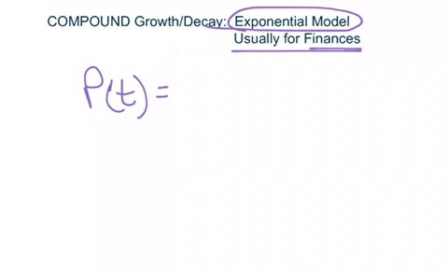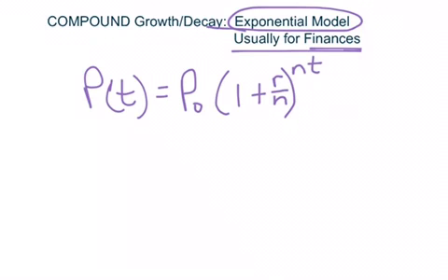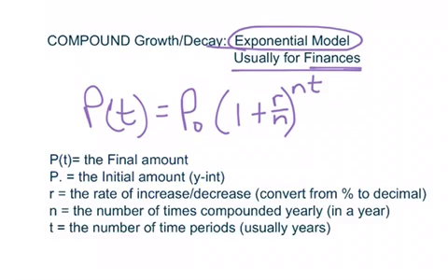So this function is going to look like P of T equals P of 0 times 1 plus R. This is looking real familiar so far, isn't it? But here is where we're going to change it from simple interest. We're dividing by N and then raising it to N times T. So this first part looks very much like simple interest, but then the second half is where it diverts and becomes exponential. So let's see what all of these things stand for.